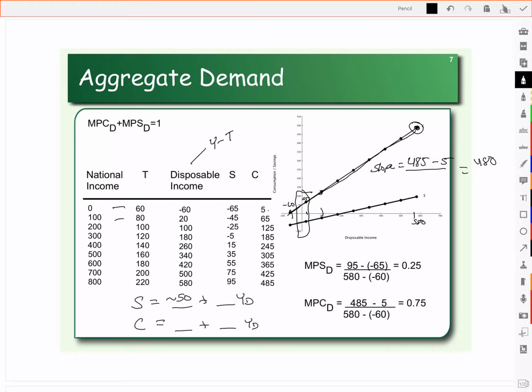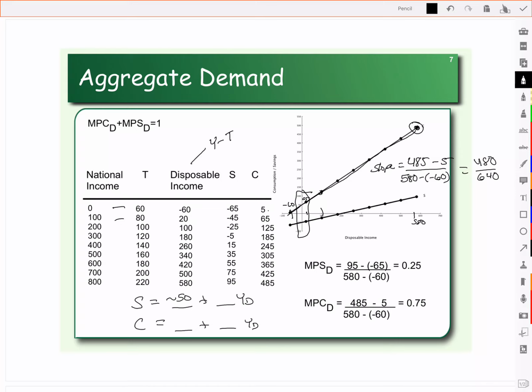Now, disposable income went from a negative 60 to a 580. So we do 580 minus a negative 60. And when you subtract a negative, that becomes a positive. So 580 plus 60 is 640. So we have 480 divided by 640. And we put that into a calculator, we find that is equal to 0.75.